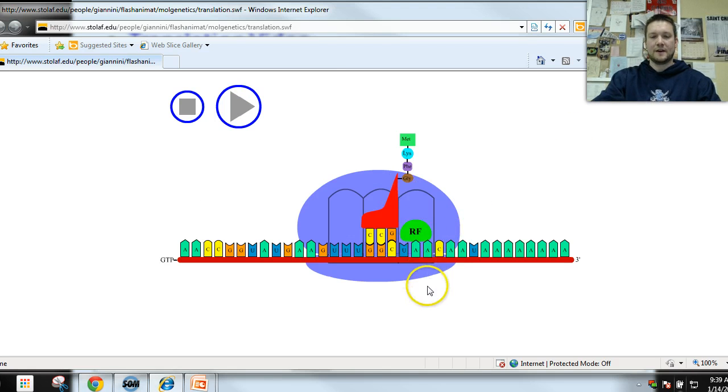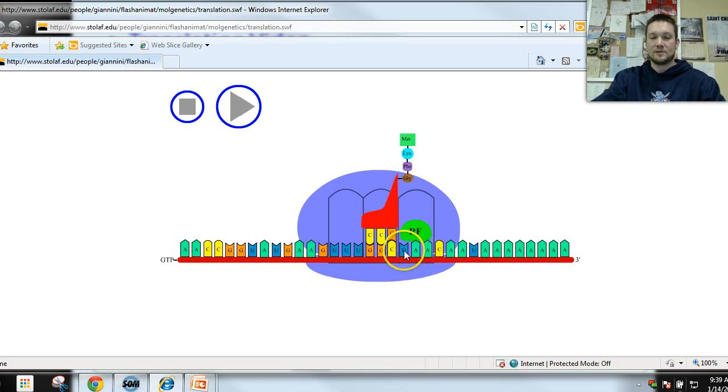Okay, it's called the restriction factor, and this tells it where to stop translating. So this tells the ribosome, oh, we're done. It's like the period at the end of a sentence. That's a stop codon. You'll see that's UAA. The other ones are UGA and UAG.